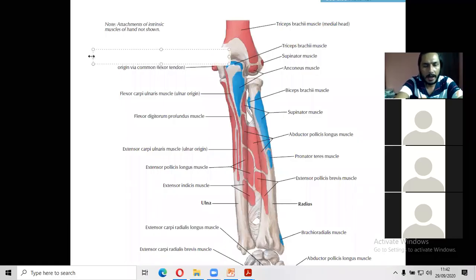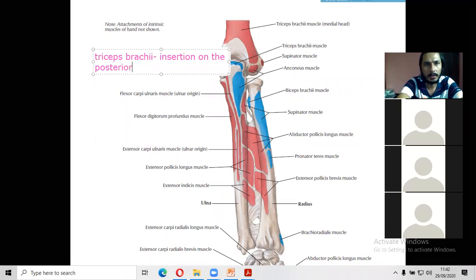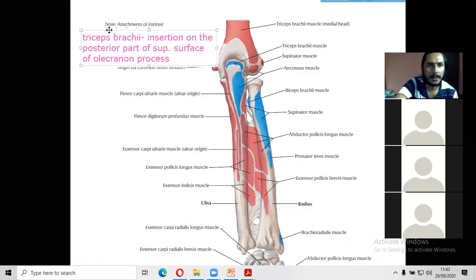So the next muscle attached on the ulna is the triceps brachii. Biceps brachii is the biceps muscle; triceps brachii, that is triceps. So now this is the insertion on the posterior part of the superior, just you write in full form, superior surface of olecranon process. Okay, so that is the triceps brachii muscle.